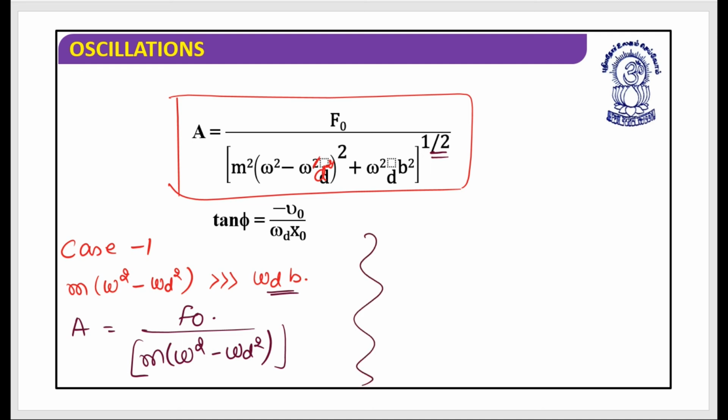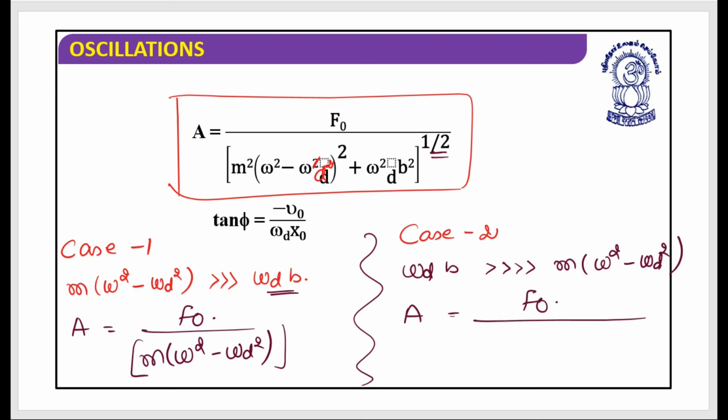As this was the first case, let's check case 2. For case 2, let's consider the reverse condition: if omega d into b is greater than m into bracket omega square minus omega d square, then amplitude A could be written as A equals F naught divided by omega d into b. This is the amplitude. I hope this is clear.